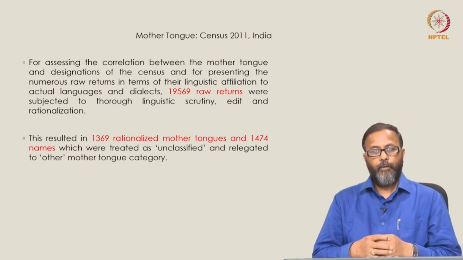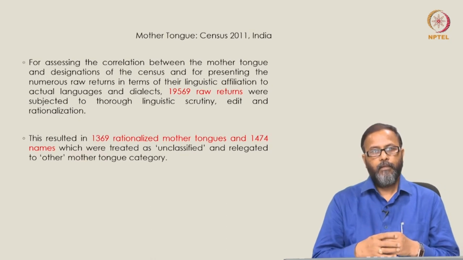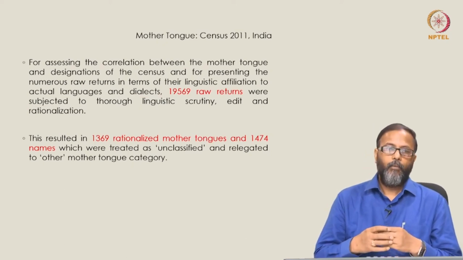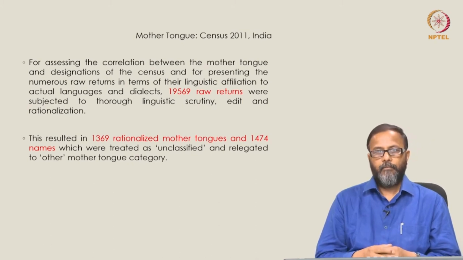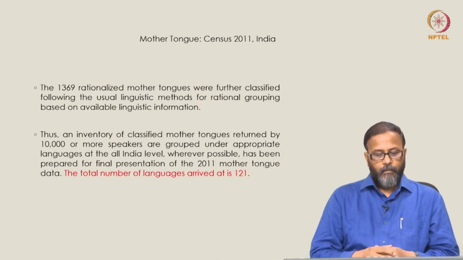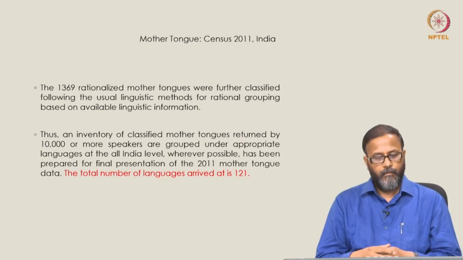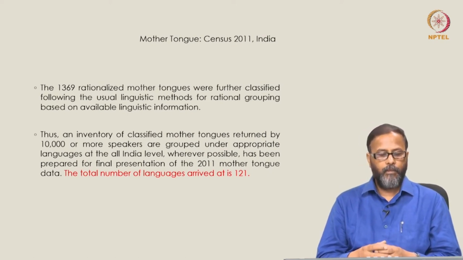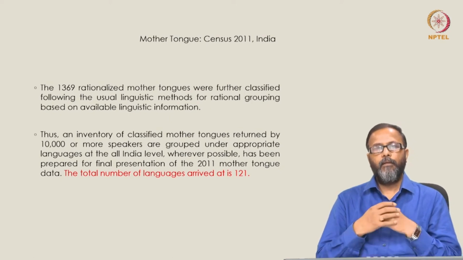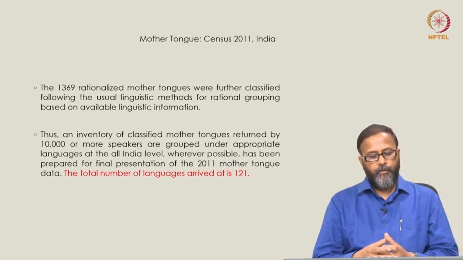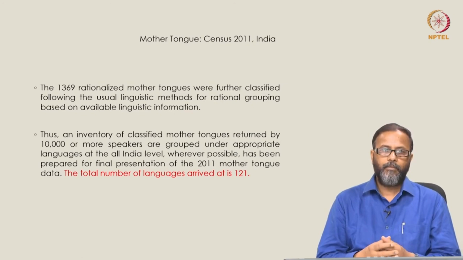But still, we could categorize and identify 1,369 varieties as mother tongue, approximately 1,400, right? And these 1,369 rationalized mother tongues were further classified following the usual linguistic method for rational grouping based on available linguistic information. So they're again reclustered and grouped together. And thus, an inventory of classified mother tongues returned by 10,000 or more speakers.